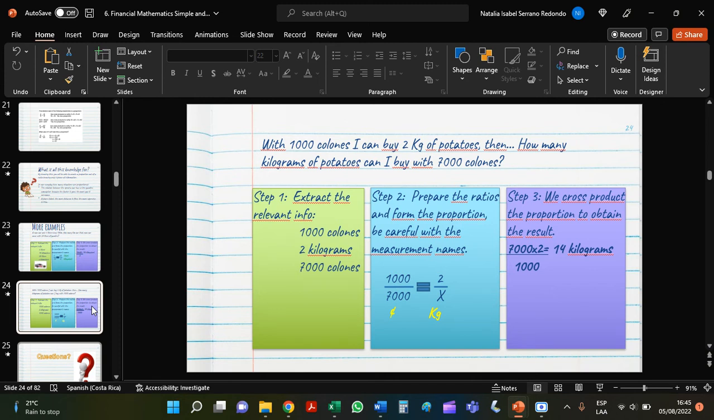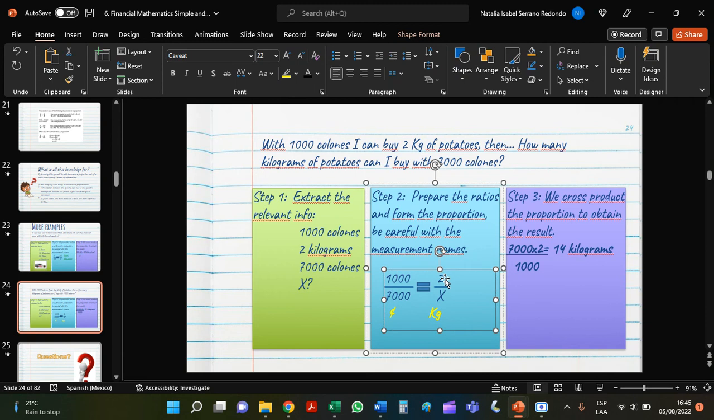Now let's take a look at this other one. With 1,000 colones, I can buy 2 kilograms of potatoes. Then, how many kilograms of potatoes can I buy with 7,000 colones? Okay, step 1, extract the relevant information. With 1,000 colones, I buy 2 kilograms of potatoes. And with 7,000 colones, how many kilograms of potatoes do I get? Okay, that is the relevant information you have so far, and you have to make the proportions. Prepare the ratios and form the proportion. Be careful with the measurement names.